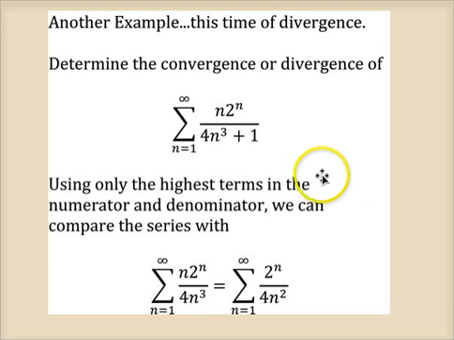And to do that again, we are going to use only the highest term in the numerator and denominator. So there's only one term in the numerator, which is this one right here. And the denominator, the highest term, is 4n cubed. If we reduce that, we come up with this series right here, 2 to the n over 4n squared. This will be our b sub n, the series we are using to compare.